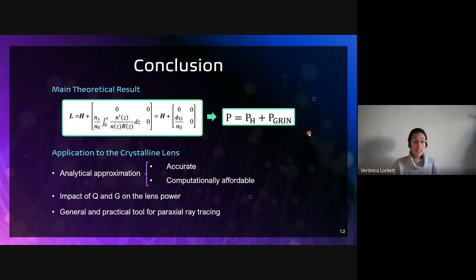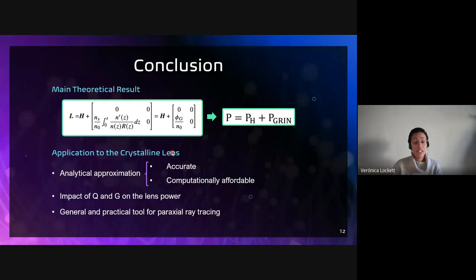So the conclusion, the main theoretical result, is that the matrix for a GRIN lens is equal to that of a homogeneous lens plus the contribution due to the GRIN structure. This term is where you find the power. You multiply this term by n naught to find the power. So the power is the same as that of a homogeneous lens plus the contribution of the GRIN structure.